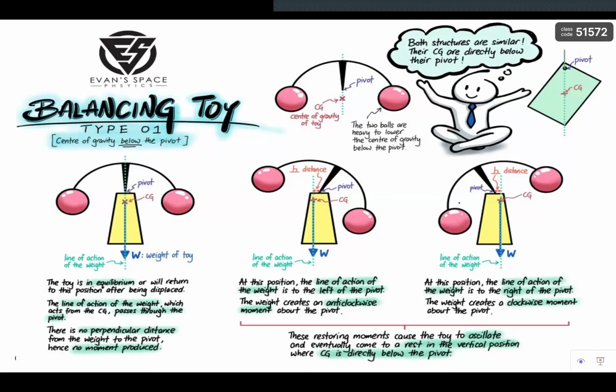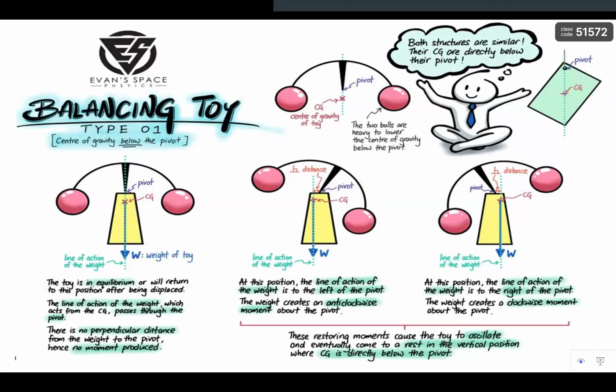And if I tilt it the other way, it will be exactly opposite. So now my CG is to my right side. I will create a clockwise movement, and again the toy will rotate clockwise until the CG falls below the pivot again. So this explains the irregular lamina that we use to find the center of gravity.